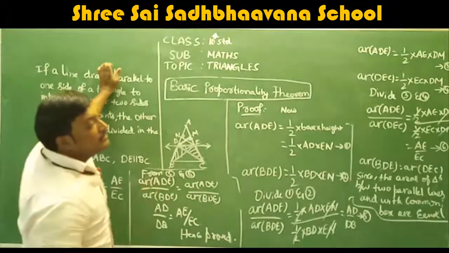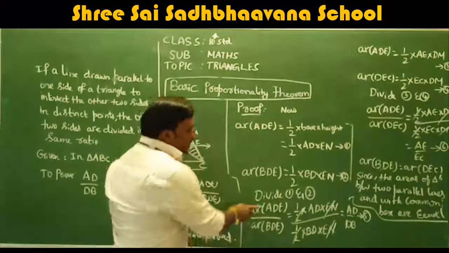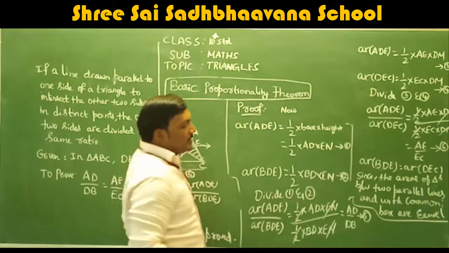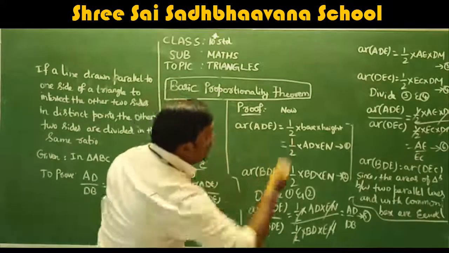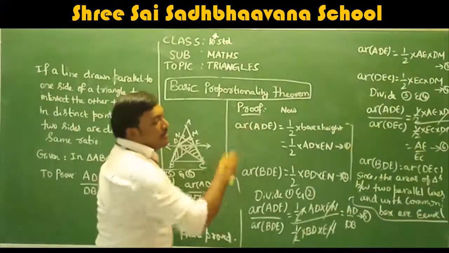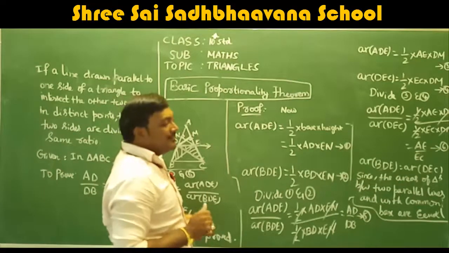Okay, fine. So divide 1 by 2. If you divide 1 and 2, in the area of triangle ADE by the area of triangle BDE, the half will get cancelled, EN will get cancelled, and you will get AD by DB. That you take as equation number 5. Next, divide 3 and 4, area of triangle ADE by area of triangle DEC, the half will get cancelled, DM will get cancelled, and you will get AE by EC.